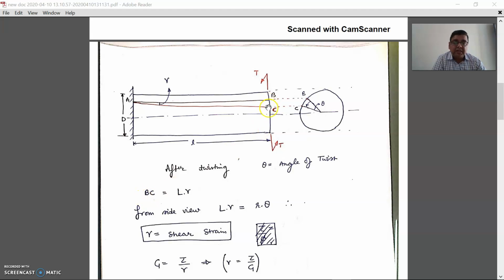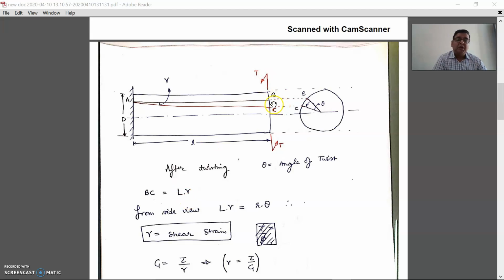Because BC is the vertical side of it, L is the length of it, and gamma is a very small angle. But how can you write BC is equal to L into gamma? I have given this task to you. Please think over it and we will discuss this part in our Zoom interaction.